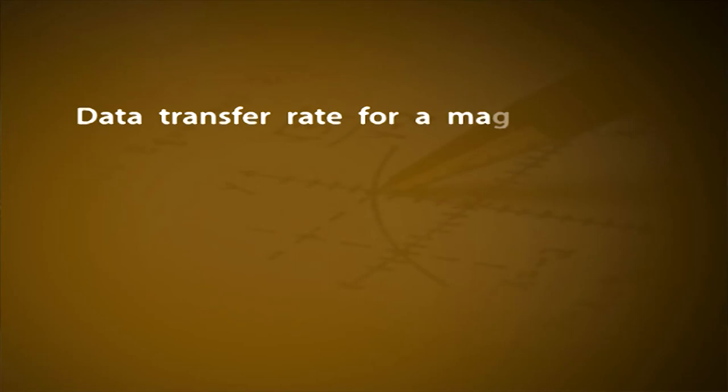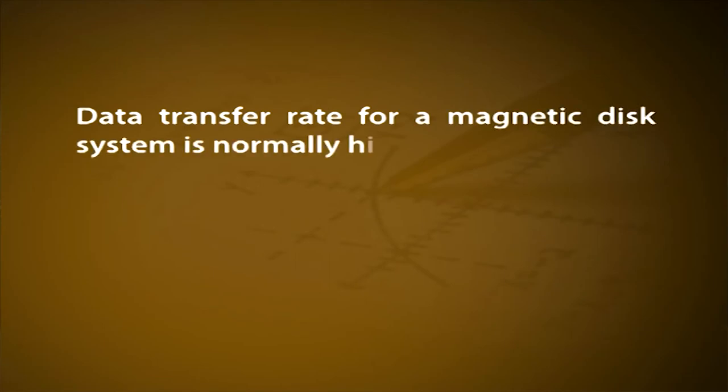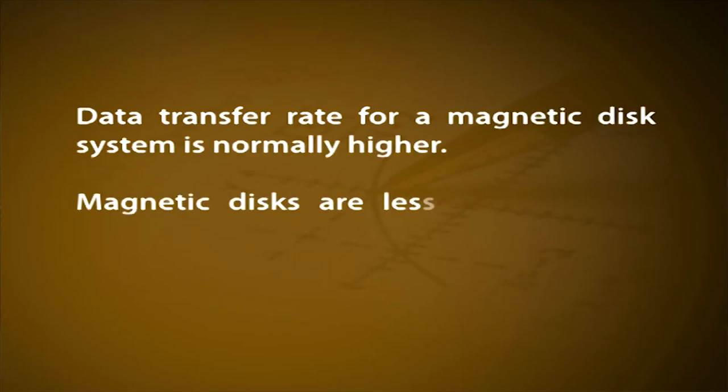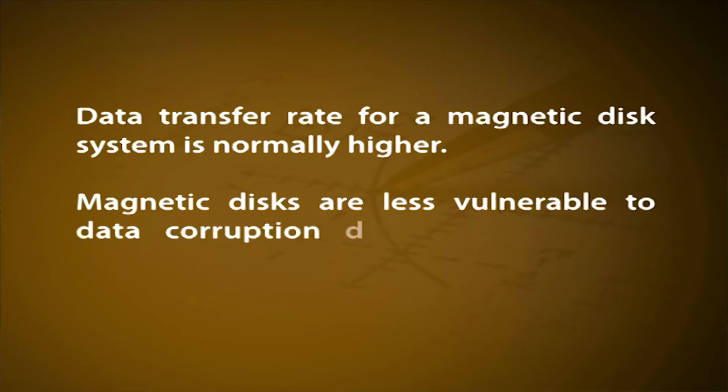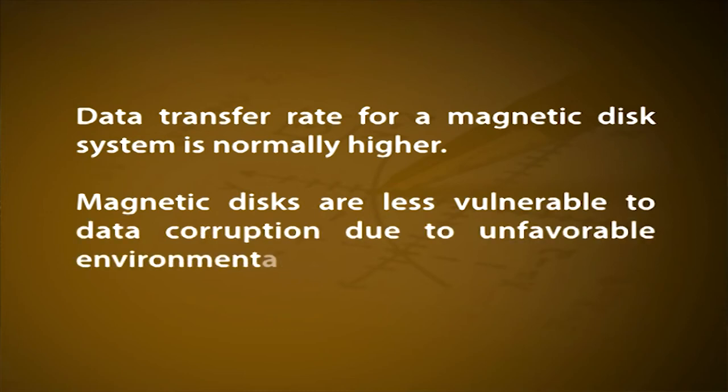Except for fixed-type Winchester disk, storage capacity is virtually unlimited. Due to low cost and high data recording densities, cost per bit of storage is low. Data transfer rate for a magnetic disk system is normally higher. Magnetic disks are less vulnerable to data corruption due to unfavorable environmental conditions.